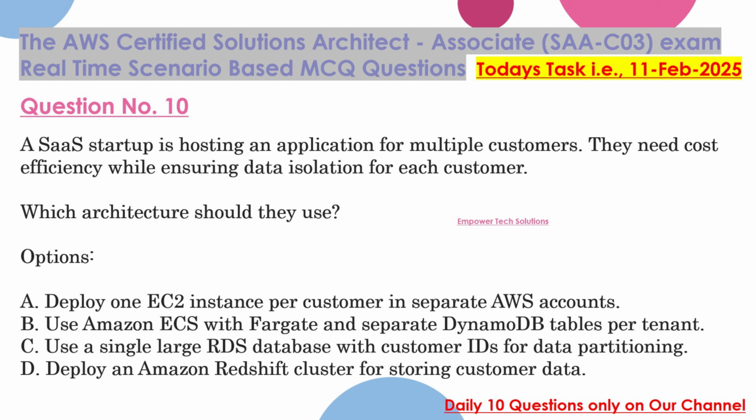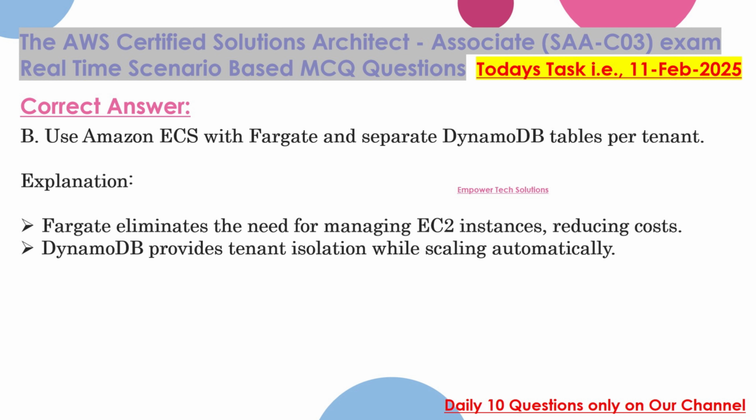C. Use a single large RDS database with customer IDs for data partitioning. D. Deploy an Amazon Redshift cluster for storing customer data. Correct answer: B. Use Amazon ECS with Fargate and separate DynamoDB tables per tenant. Explanation: Fargate eliminates the need for managing EC2 instances, reducing costs. DynamoDB provides tenant isolation while scaling automatically.